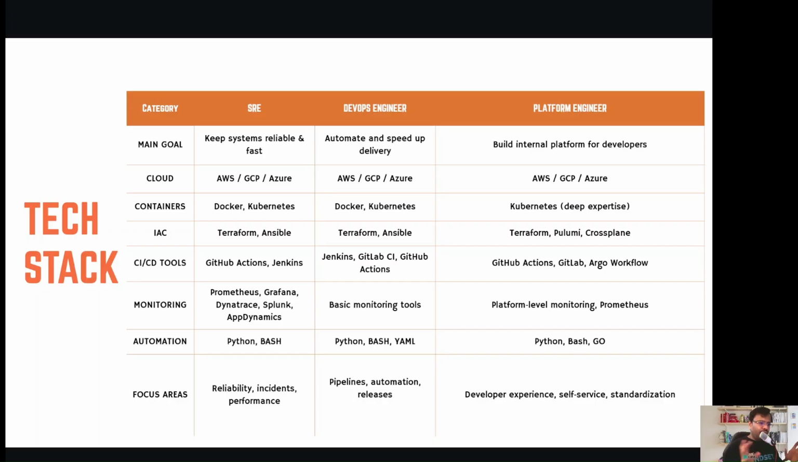And DevOps should know all these basic monitoring tools that I'm talking about. But when we talk about the platform engineer, they need to know platform-level monitoring: how they can set up an alert and a dashboard at the infrastructure level or the platform level, and they should be hands-on with Prometheus.